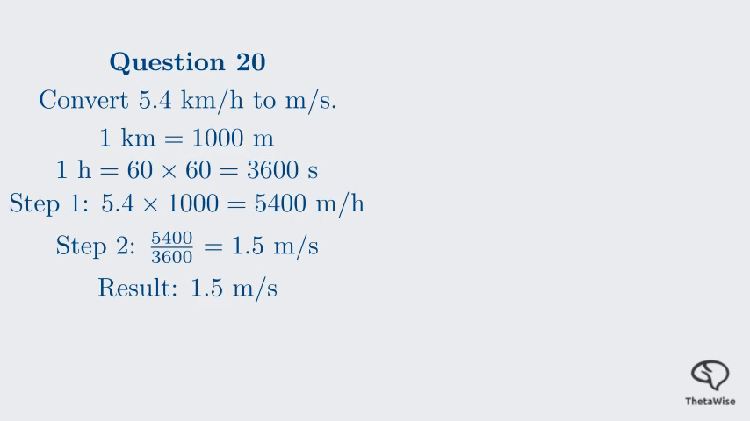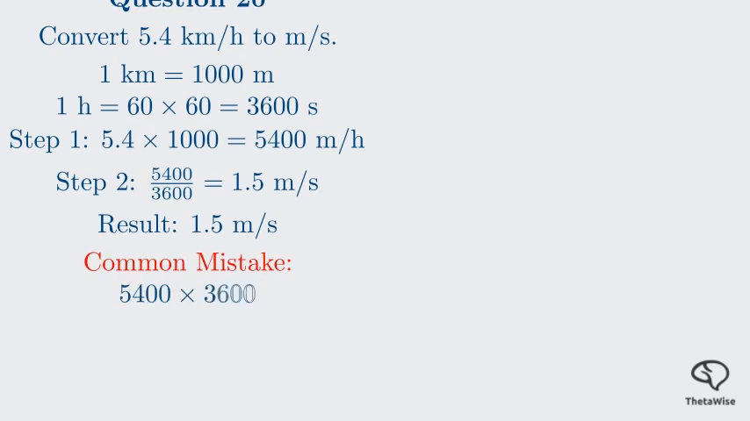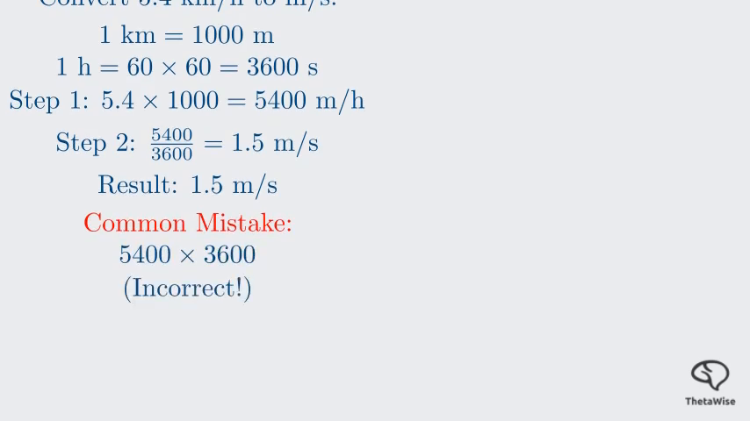Common mistake: multiplying by 3,600 instead of dividing. Remember, you travel a much smaller distance in 1 second than you do in 1 hour, so your number should get smaller.